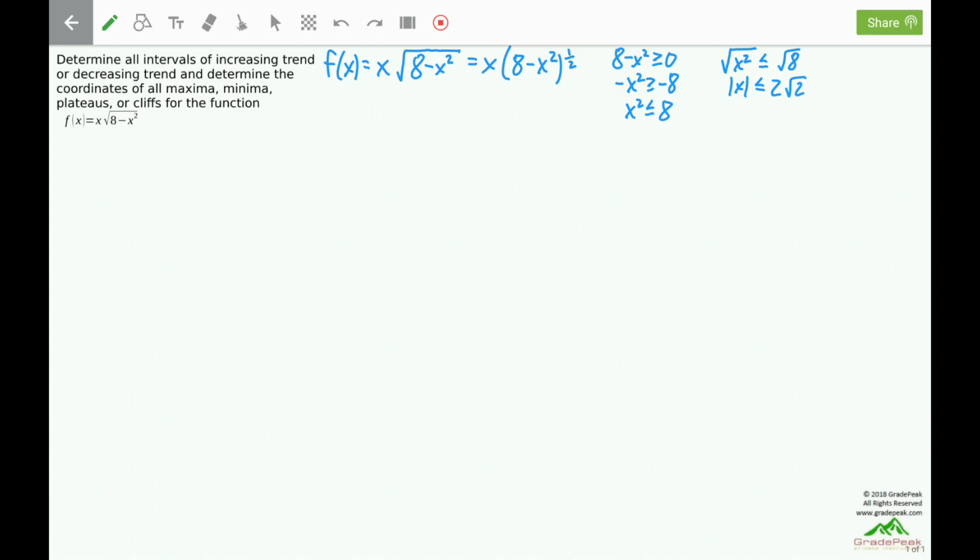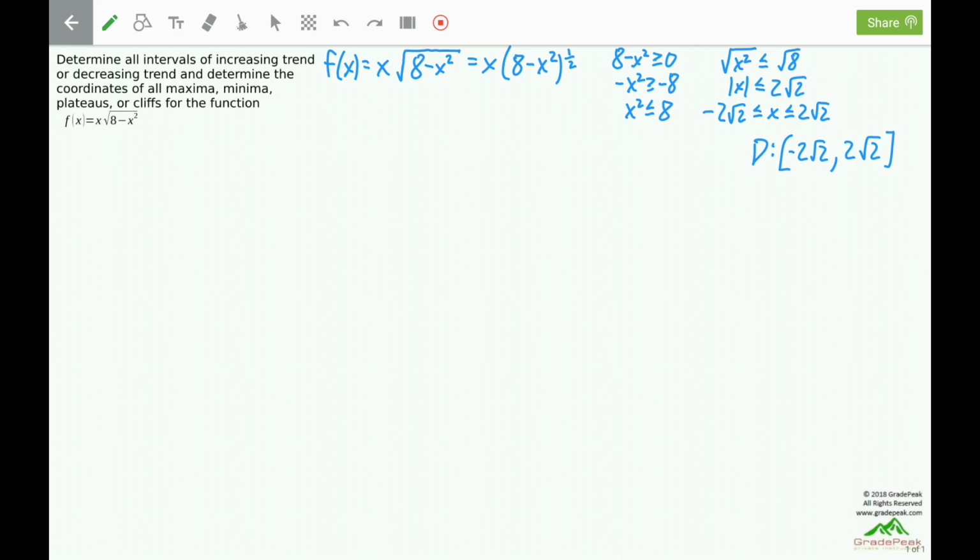We have the absolute value of x is less than or equal to 2 square roots of 2. We can remove the absolute value symbols by putting x between negative 2 square roots of 2 and positive 2 square roots of 2. This will be the domain. It begins at negative 2 square roots of 2, which it includes, a square bracket, and it goes up to positive 2 square roots of 2. It again includes it, so square bracket.